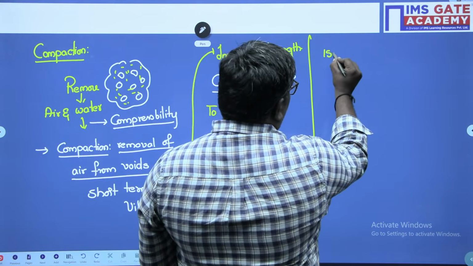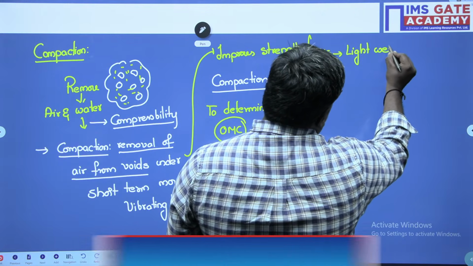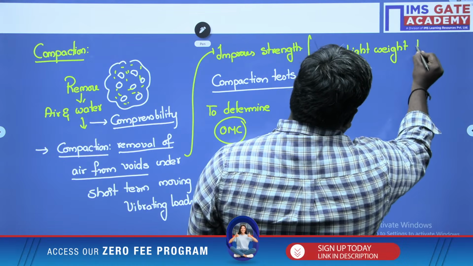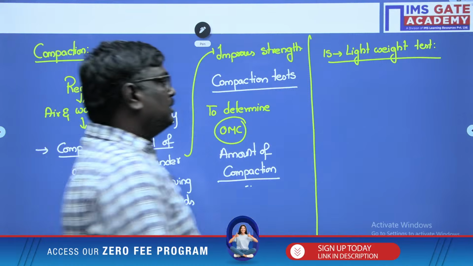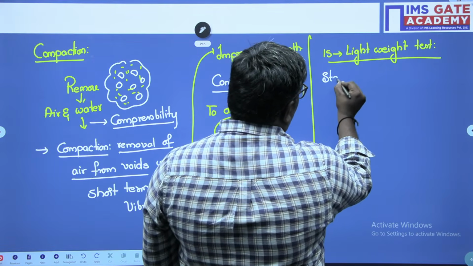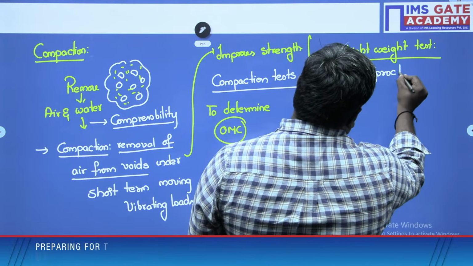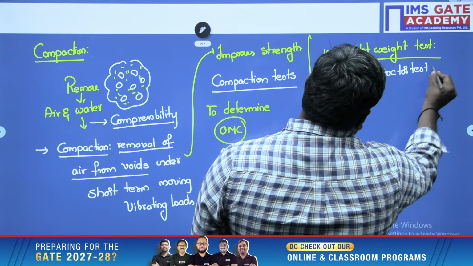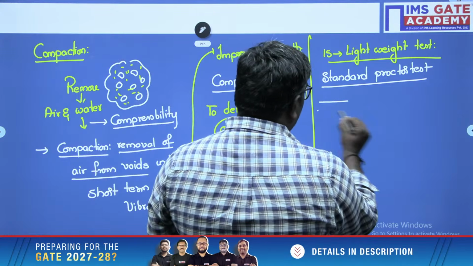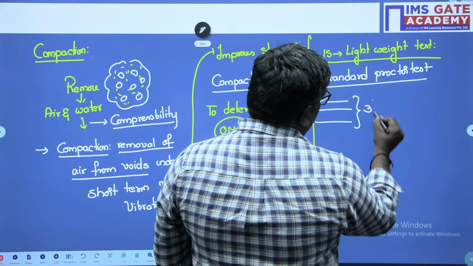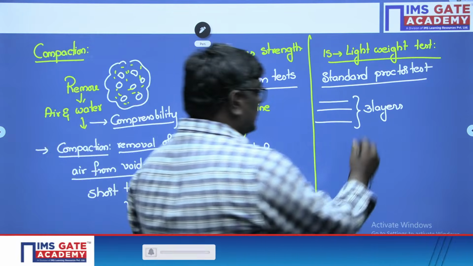So here, what are the two tests we have? The first one we have is the Indian Standard Lightweight Test, and this test is also called the Standard Proctor Test. So what is the Standard Proctor Test? Let me tell you. Here soil is arranged in how many layers? Three layers.